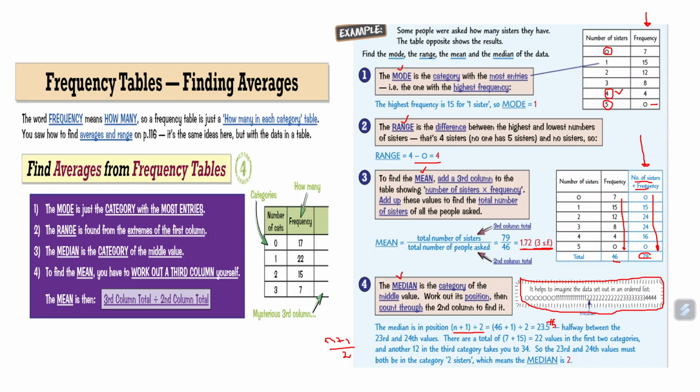So to get the exact figure as your median, you need to visit the frequency column and you start adding. We need to get where 23.5 is being positioned. So that will be 7 plus 15 will give us 22. 22 plus 12 will give us 34. As such, 23.5 falls within this range. Then your median number becomes 2.